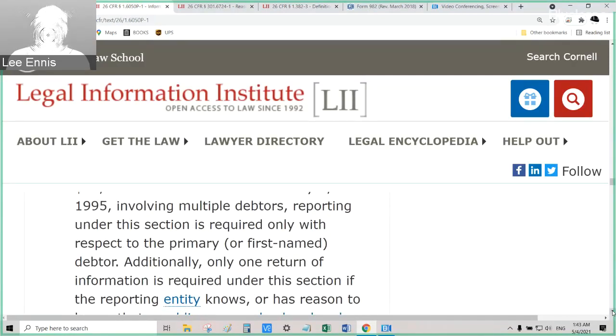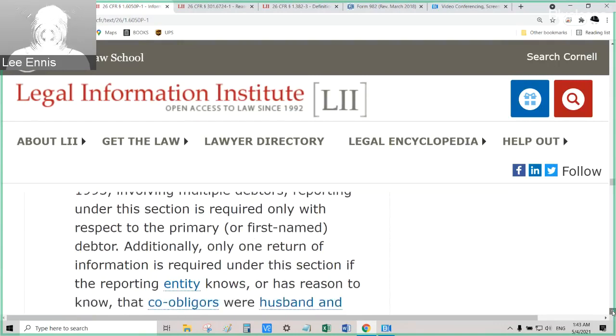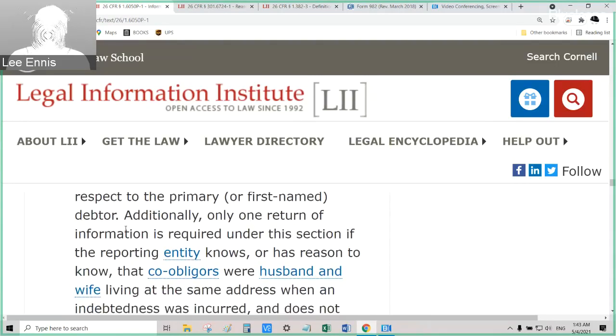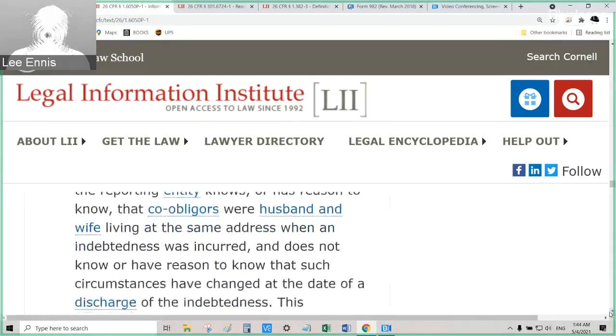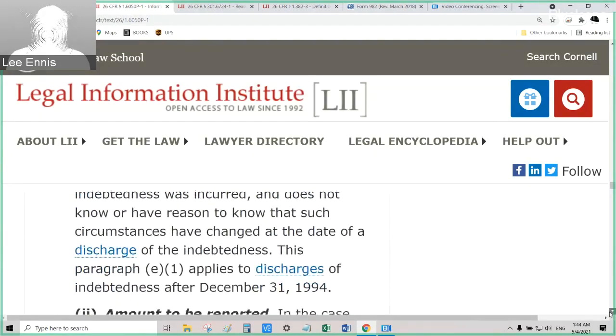both people, basically. It says that only one return of information is required under this section if the reporting entity knows or has reason to know that co-obligors were husband and wife. So if they're husband and wife, then you can issue just one 1099-C. But if they're not married, then you will issue two 1099-Cs to these persons.